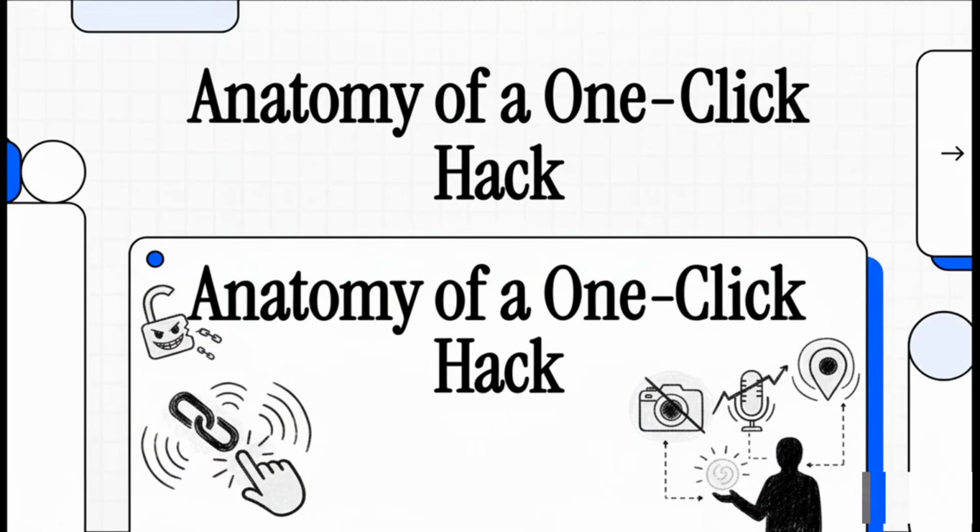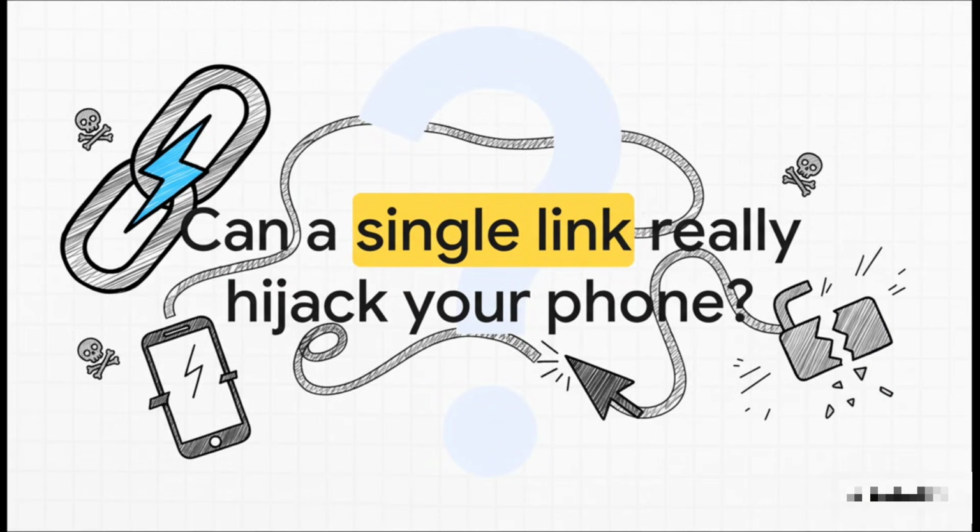Welcome to the Explainer. Today, we're going to break down a cyber attack that is just shockingly simple. We are going to show you how one single click can give a hacker complete access to your phone's camera, your microphone, and even your precise location. I mean, it's a pretty scary thought, isn't it? But the answer, well, it's a sobering yes. So let's dive into exactly how a link that looks totally innocent becomes a really powerful weapon.